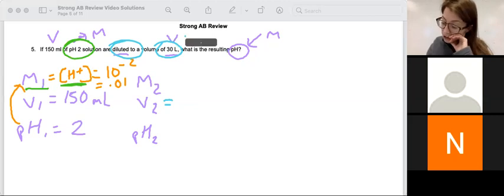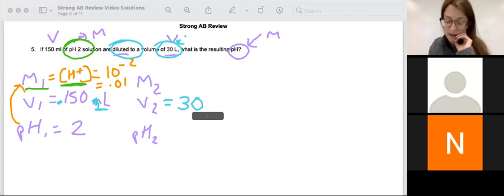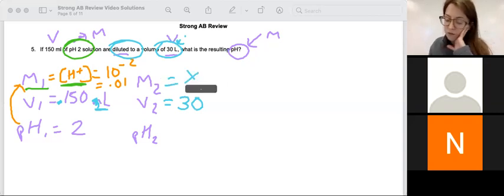But that's 30 liters. I used milliliters here. Honestly, I'm going to change this one to liters. I'm going to use 0.15 liters. So I can just plug a 30 there. You could have used 150 if you used 30,000, but this felt easier to me in this case. That's going to let me solve for M2. Then I'll find my pH.